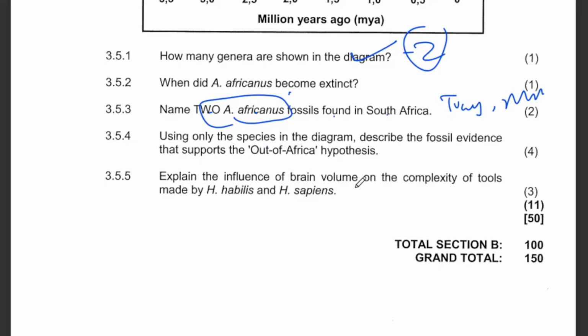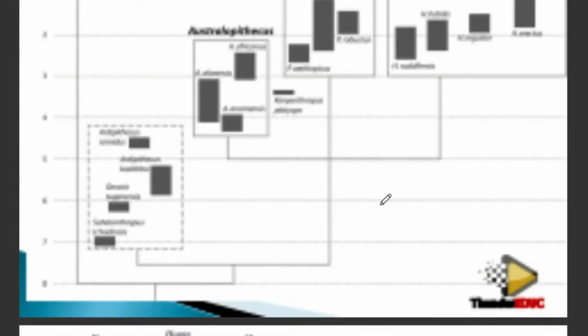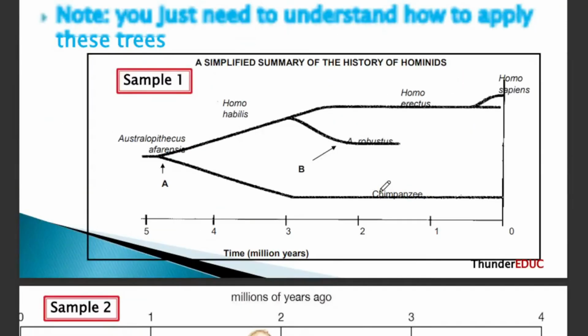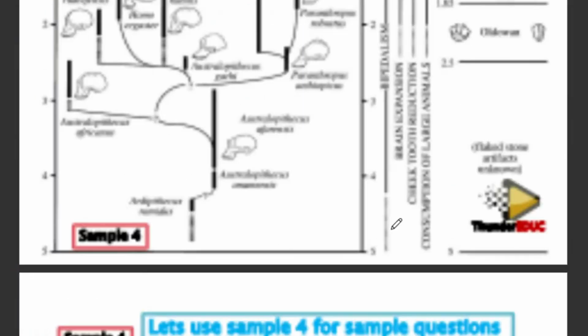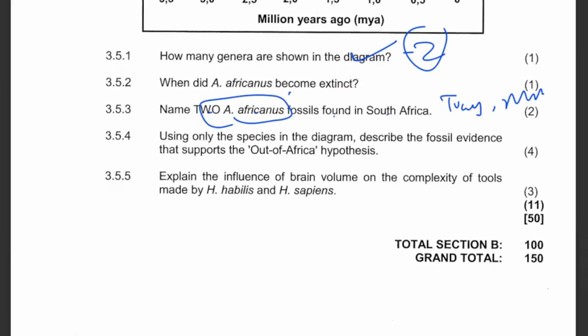Explain how the influence of brain volume on the complexity of the tools made by Homo habilis and Homo sapiens. How is the brain size? This question is linked to the question which I asked you, how is the brain size? This one, the last one: describe the brain size evolution trend. How does the brain size show the evolutionary trend? This is the question which I said, make sure you answer those questions, guys.